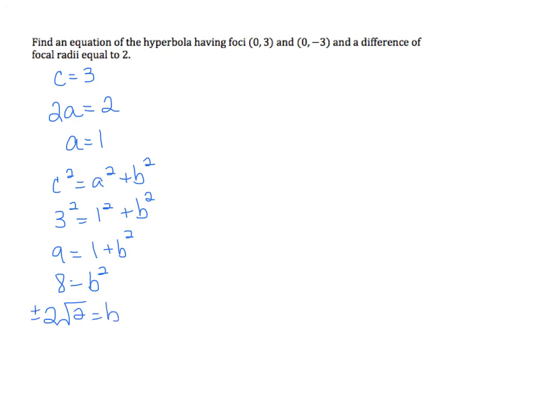So now I have b. It's plus or minus 2 root 2. Now, again, this is something where you have to visualize it. Sketch yourself a quick graph. Plot those 2 points, 0, 3, 0, negative 3. That's going to tell me that the y values have to come first. So that when I write this, y is coming first. In hyperbolas, a is always the first one. So I'll have y squared over 1 minus x squared over b squared, which is 8, equal to 1.